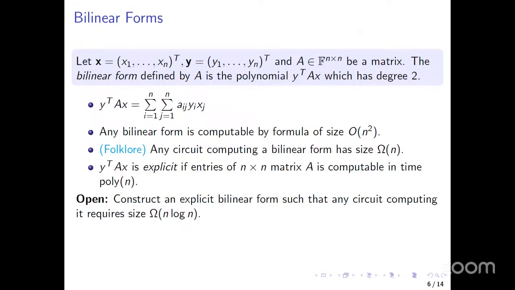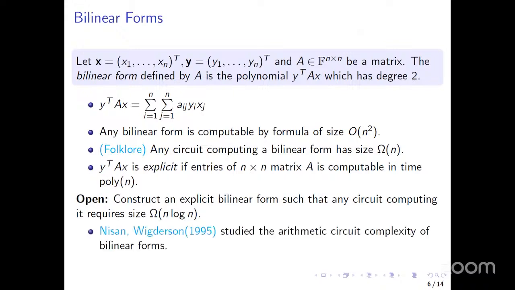I must tell you what explicit means here. A bilinear form is explicit if the entries of this matrix can be efficiently computed. Is that okay? Nisan and Widgerson did study the arithmetic complexity of computing bilinear forms for some very restricted classes of circuits. We'll probably not have time to discuss it, but if we get there, we'll see.